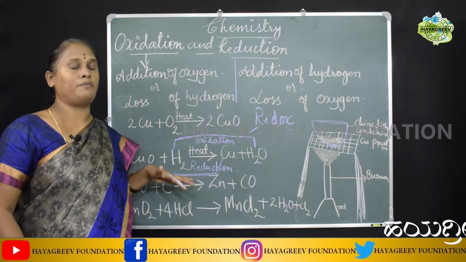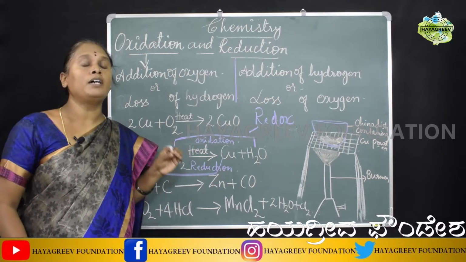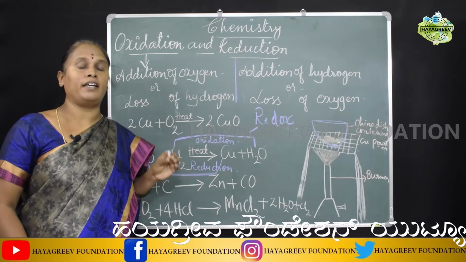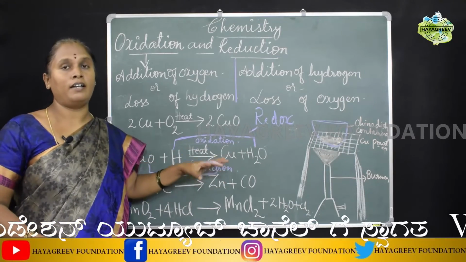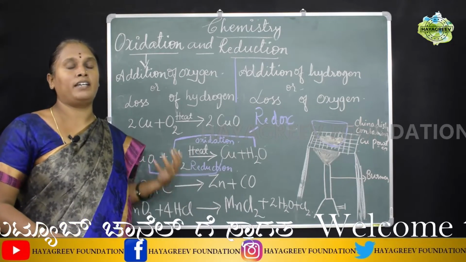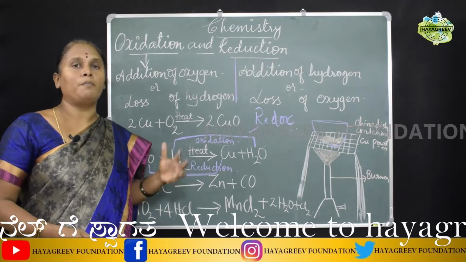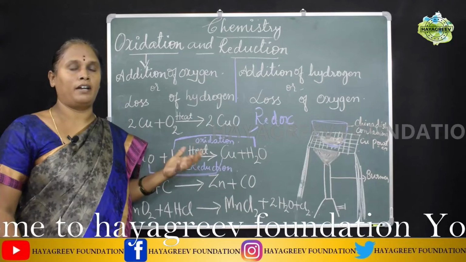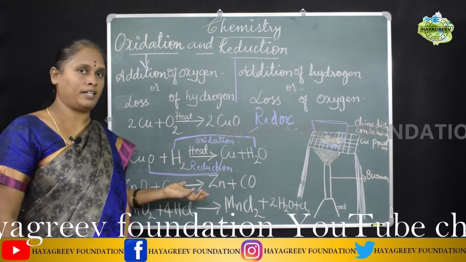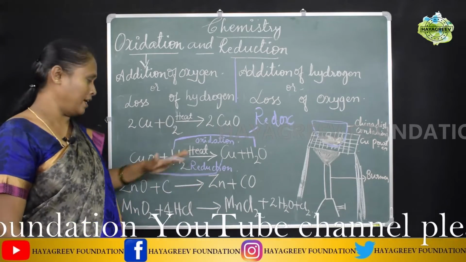So they just give you some equations and ask you to identify which element is getting reduced and which element is getting oxidized. You identify that by seeing which element or compound is losing oxygen or gaining oxygen, to identify whether it is getting oxidized or reduced. So that is a simple concept.